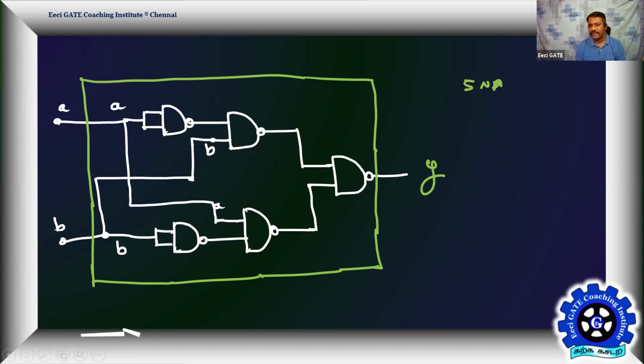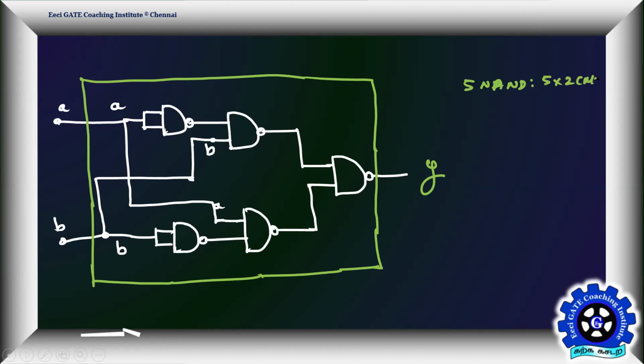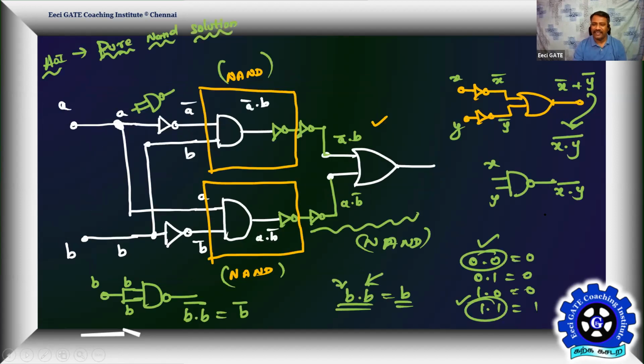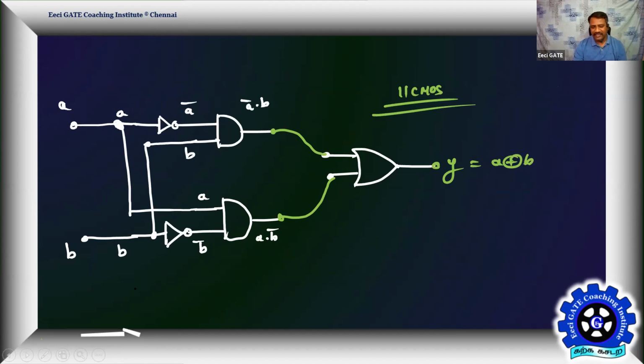What is the cost of each NAND in terms of CMOS? 2, sir. 2 CMOS. So what is the budget? 10 CMOS. Minimal? At least 1 CMOS less, correct? Yes or no? Yes, sir. So the NAND solution is at least 1 CMOS better than your AOI implementation.